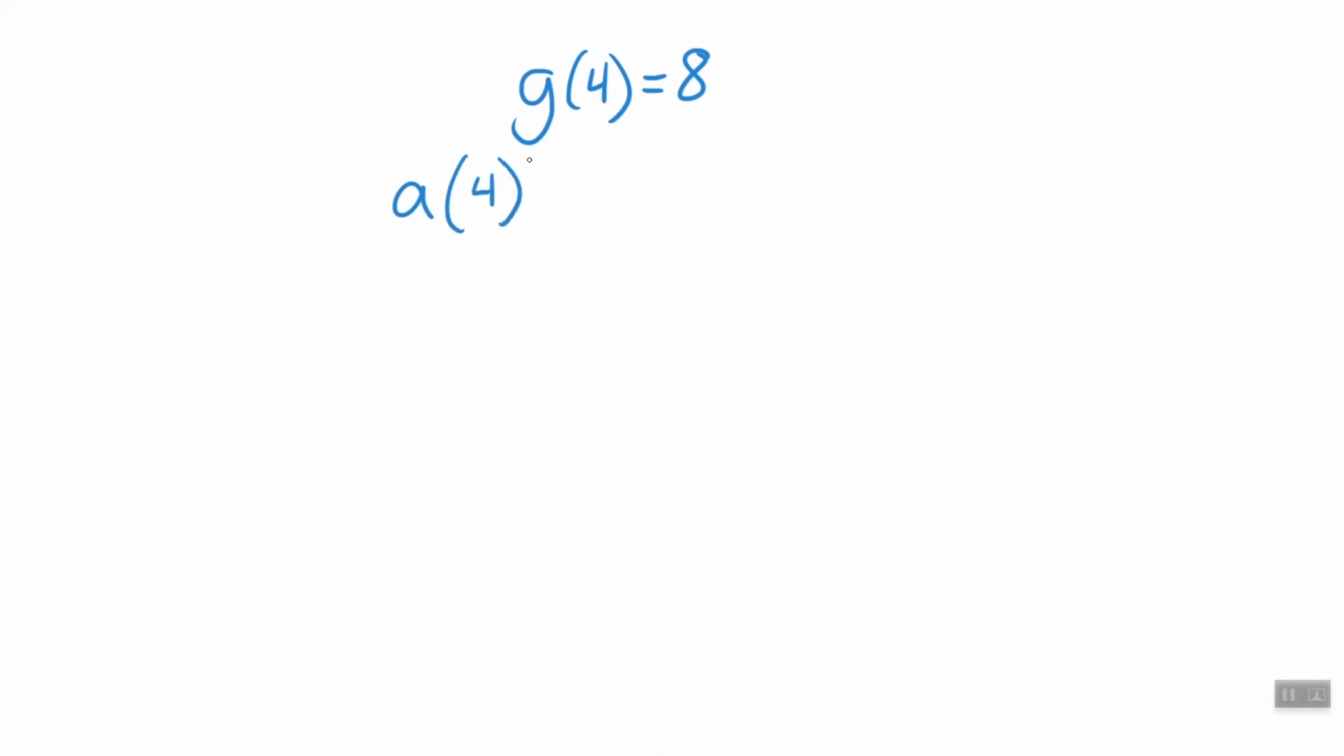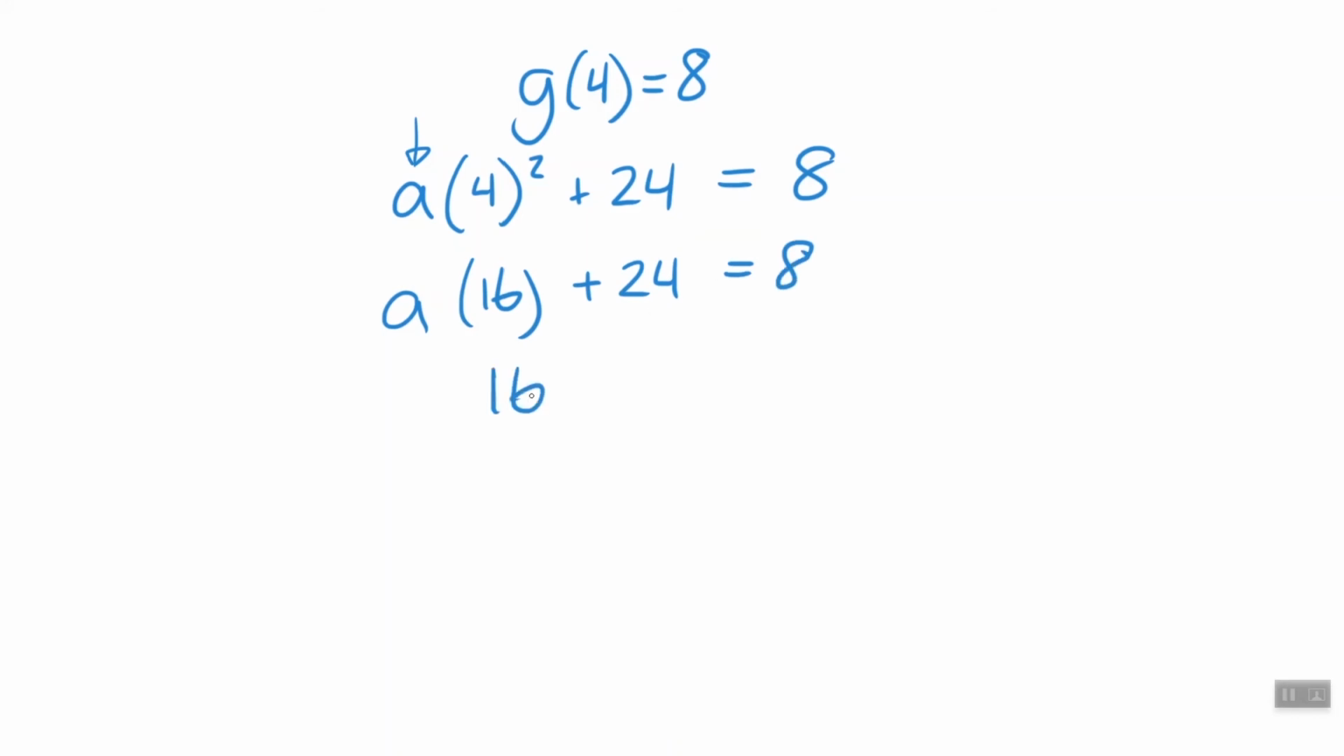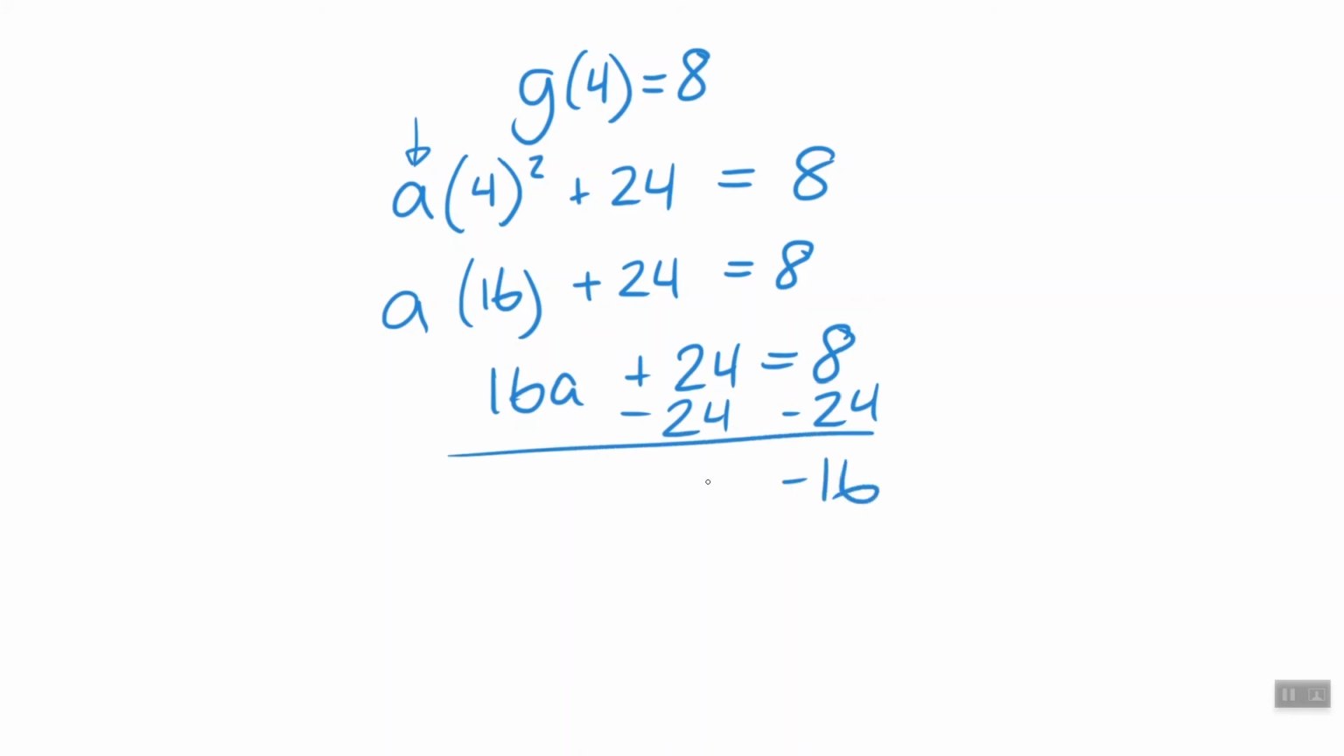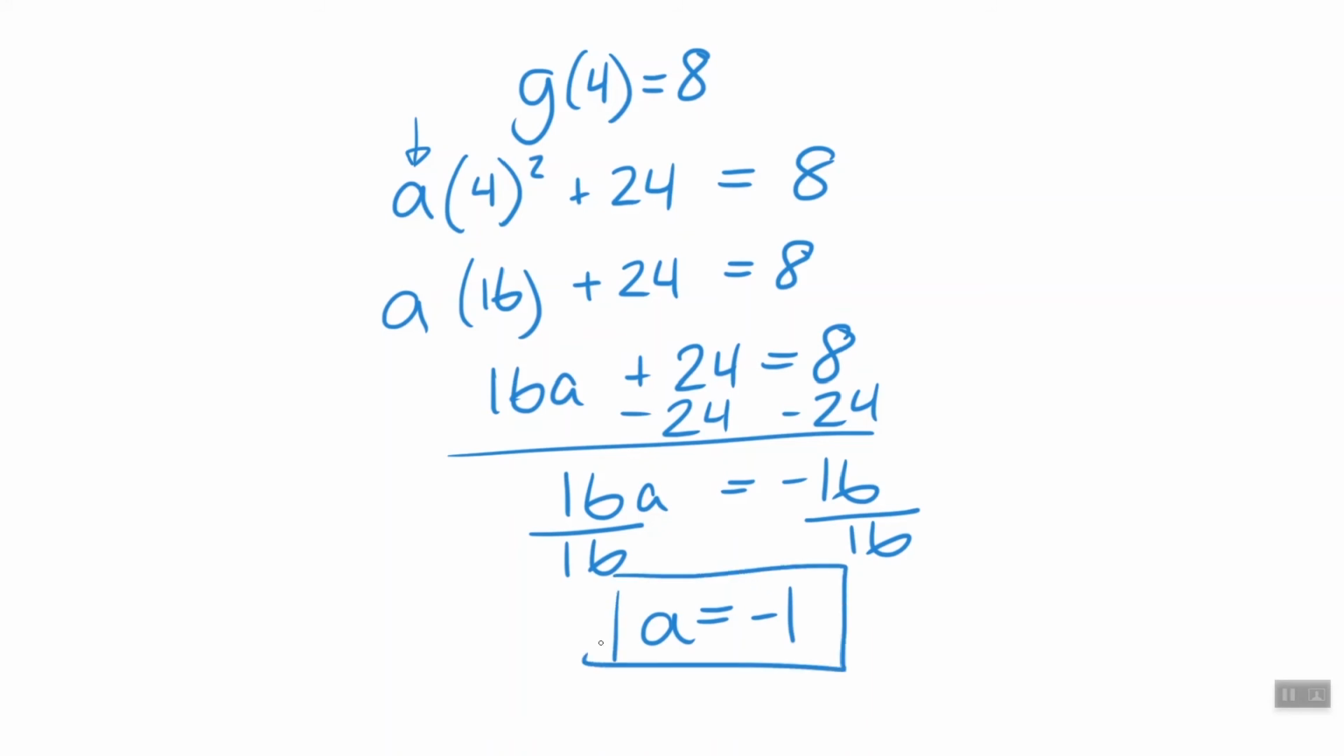So if we plug in 4, we'll have 8 equals a(4) squared plus 24. So let's go ahead and square the 4. That's going to give us 16. So now we have a times 16 plus 24 equals 8. 16 times a can't do anything, so let's go ahead and subtract the 24 from both sides. That's going to leave us with negative 16 equals 16a. Let's divide by 16 and a equals negative 1. Awesome. So we have a.